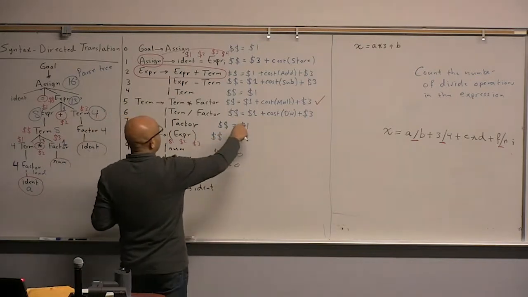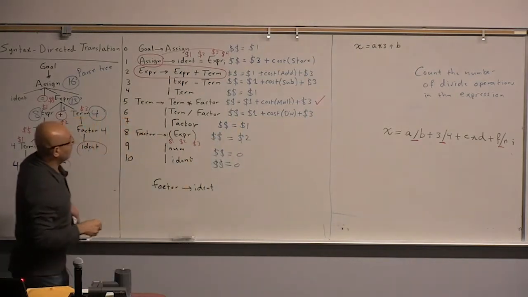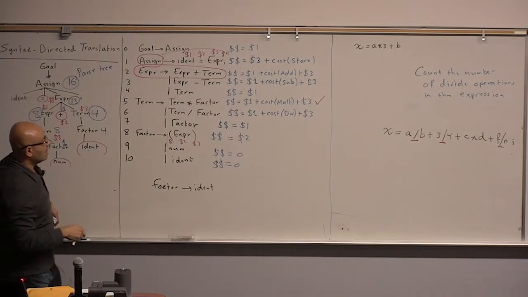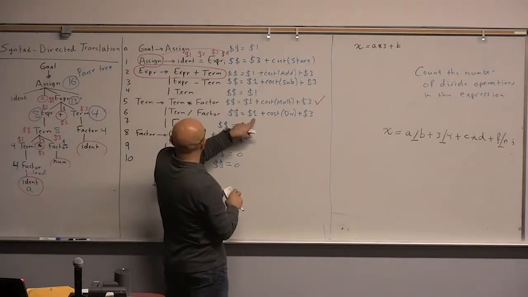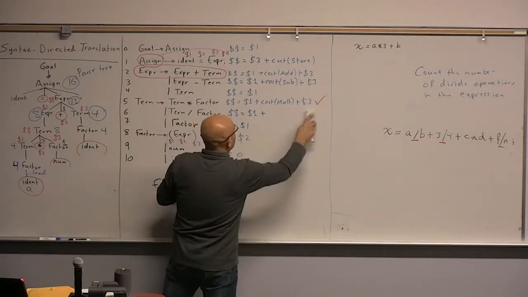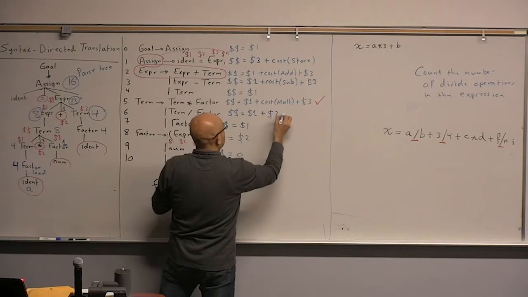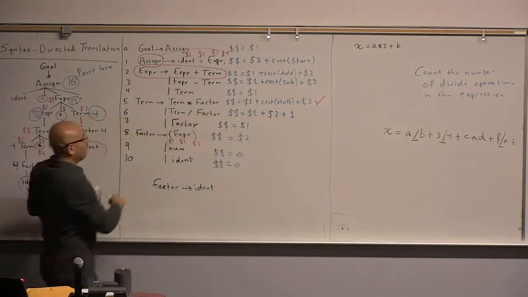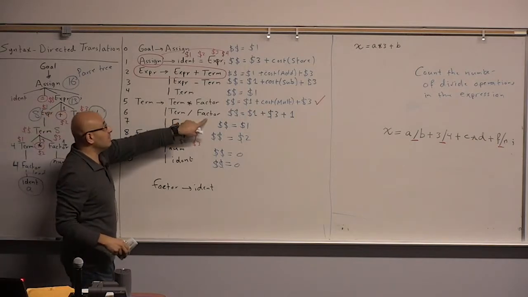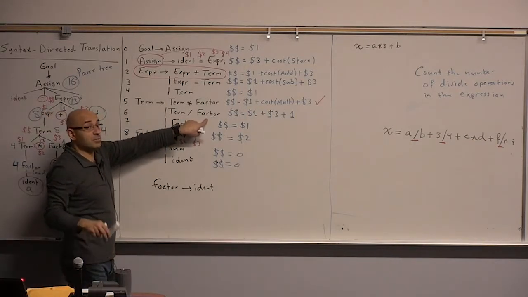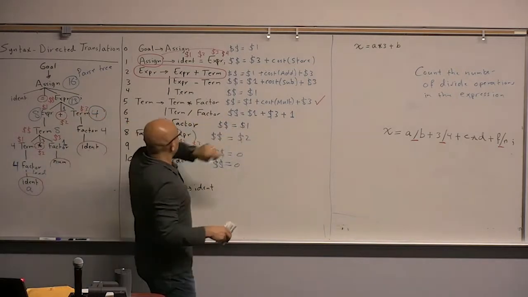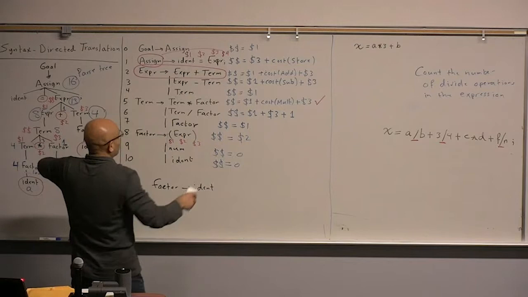Okay. Now what should we do here? Same thing. Now what should we do here? $sign equals $sign plus 1. Yeah, exactly. So it's $sign 1 plus $sign 3 plus 1. So the number of divides is the number of divides in this term plus the number of divides in this factor, which may have many divides in it, plus the 1.